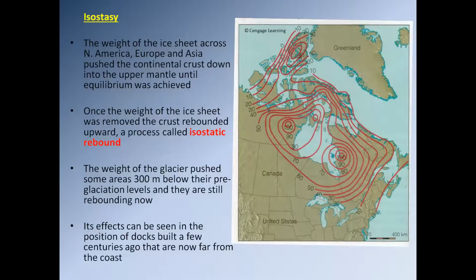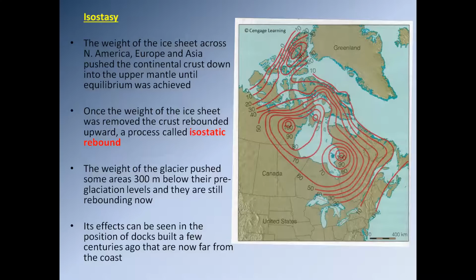So we've already touched on isostasy. Isostasy is due to the weight of the ice. As we mentioned, during the last ice age, you would have had an ice sheet about 3 kilometers thick on average. The weight of the ice sheet will have pushed down on the continental crust, and so it pushed the continental crust down into the mantle.